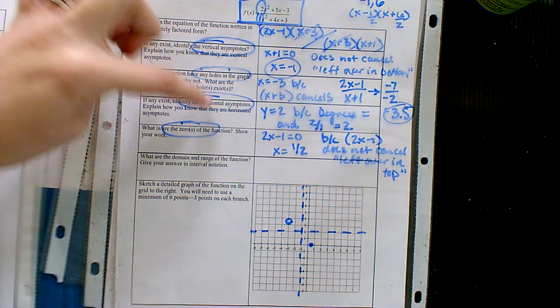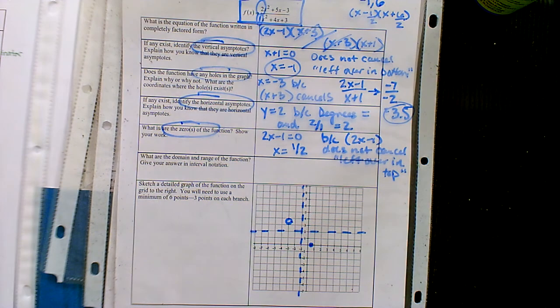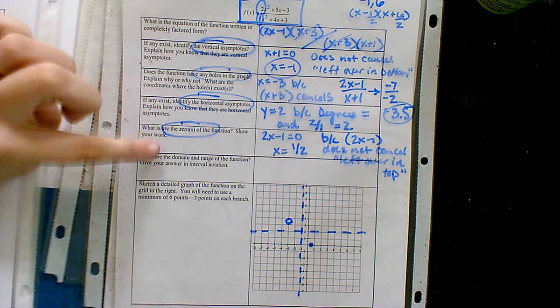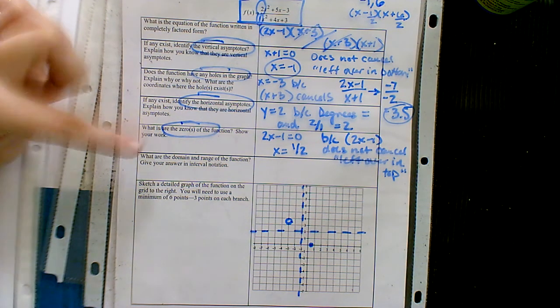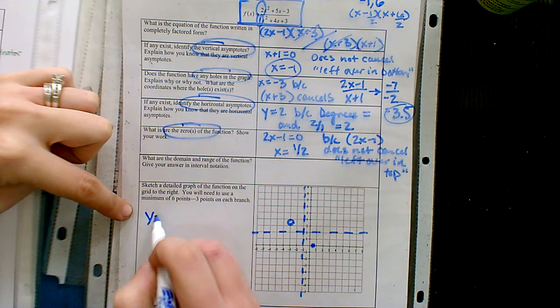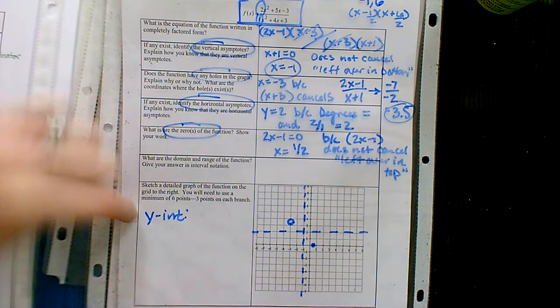Let's see, we did 1, 2, 3, 4 characteristics. What's our fifth one? Which one haven't we looked at yet? Yeah, the y-intercept. Okay, so I know it's not a part of any of the, at least the questions up here at the top, but maybe down here we'll do a y-intercept.